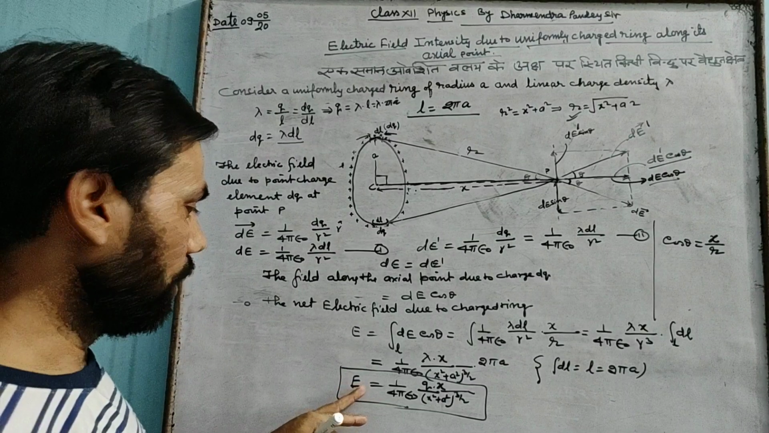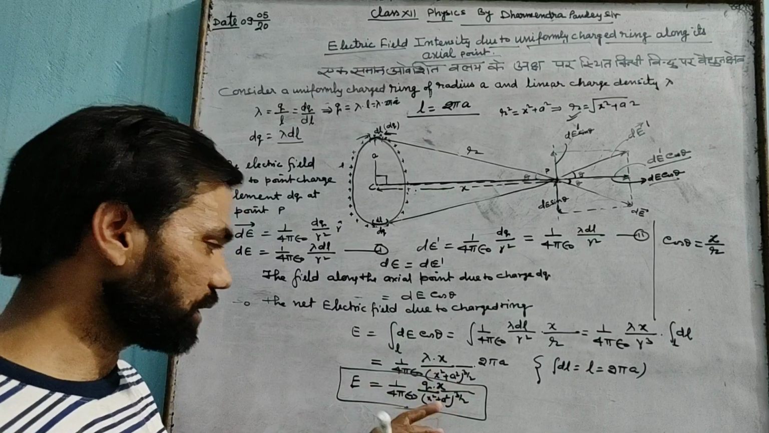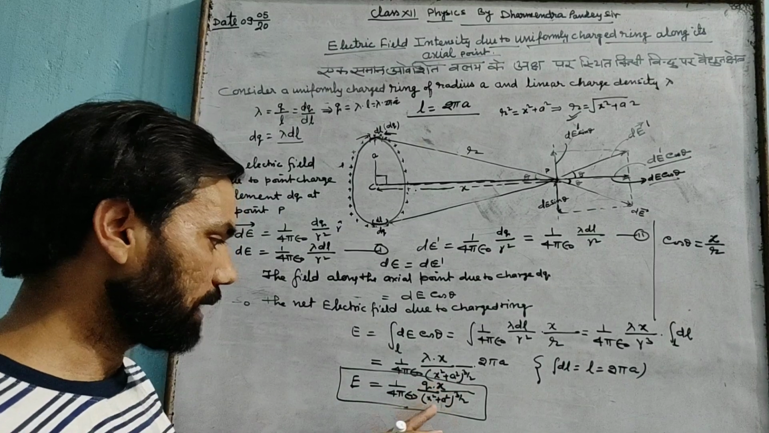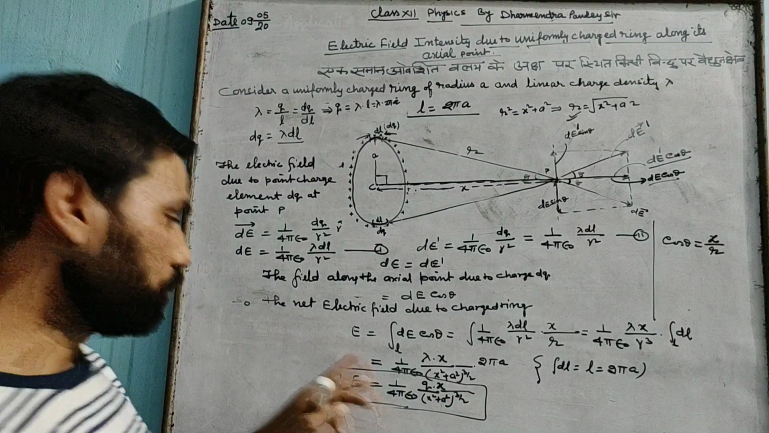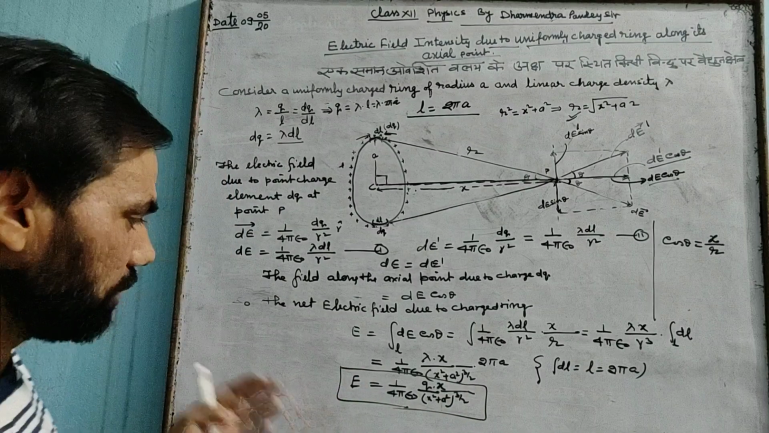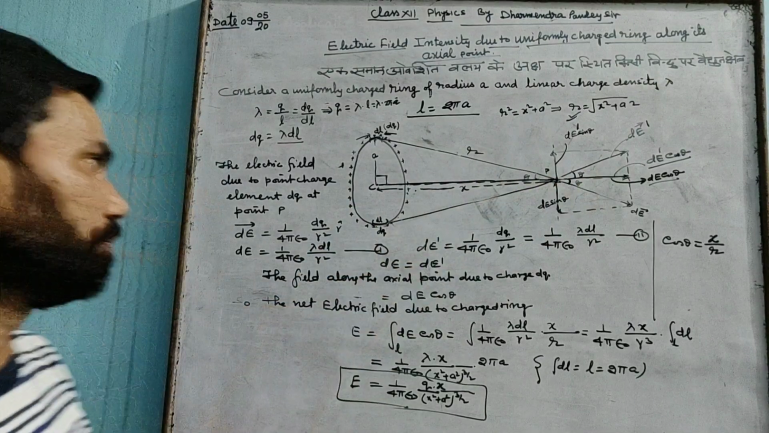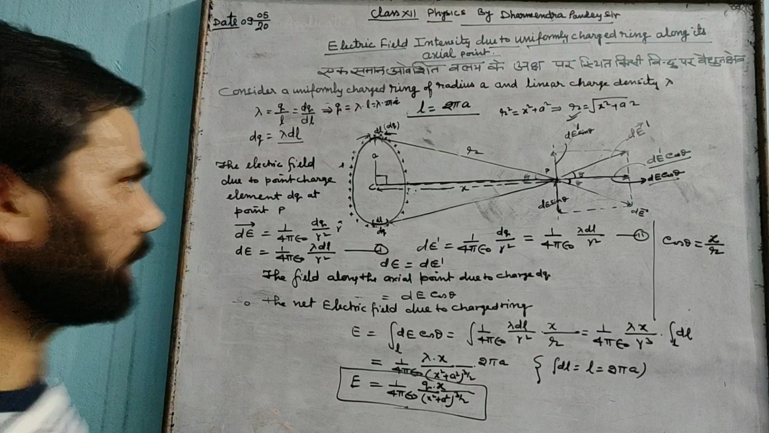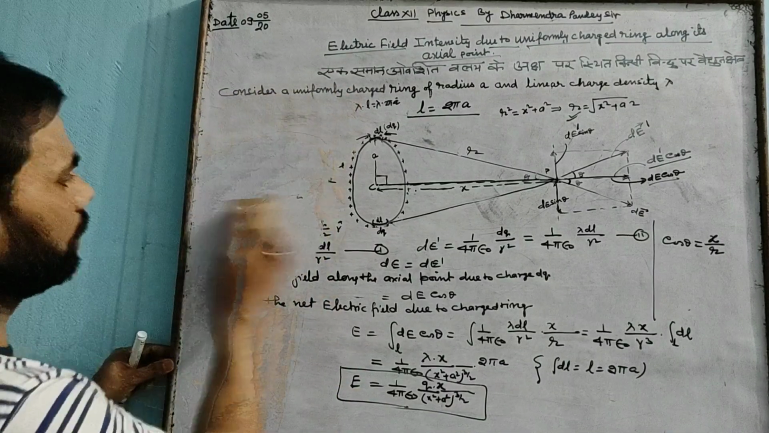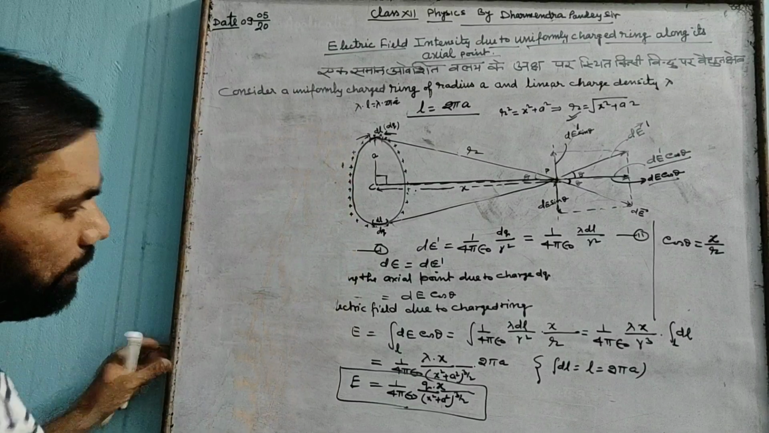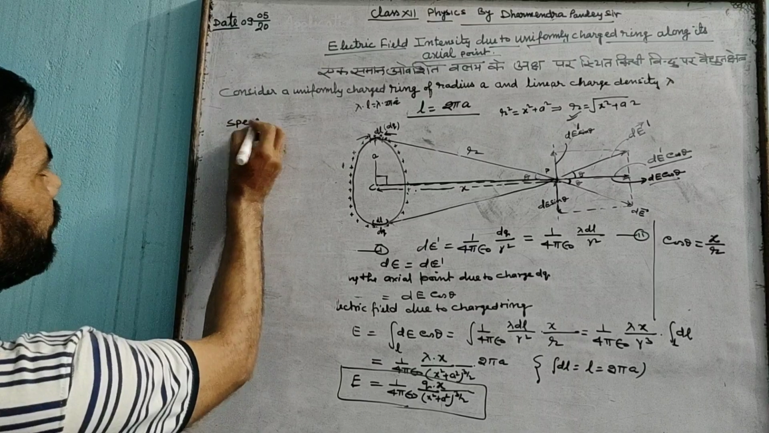Okay, now from this expression it is clear that E is directly proportional to x, but it is inversely proportional to x square plus a square raised to the power 3 by 2. So you can't directly say, but it is clear that E depends upon x, whether it will increase or decrease. Now let us take a special case.